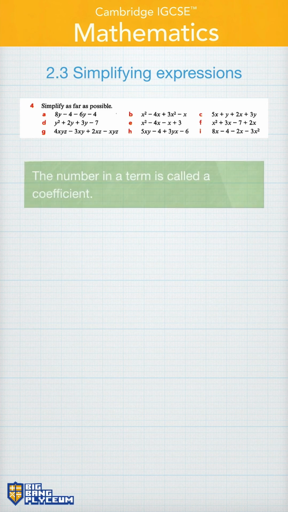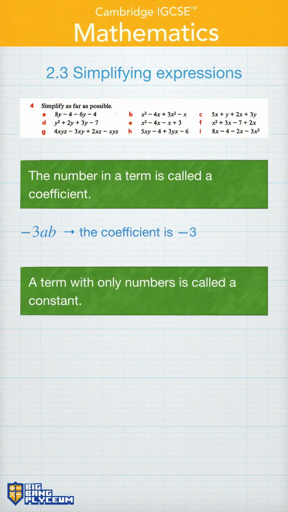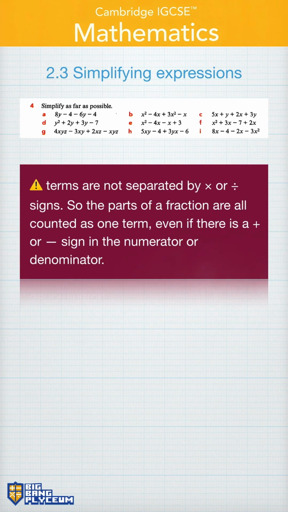And then let's take a look at this. The number in a term is called a coefficient. For example, if you see a term like negative 3ab, think about it. What is the coefficient? It's not 3, but negative 3. Okay? Alright, this is how we define coefficient. And then we have to know that a term with only numbers is called a constant. For example, if you see an expression 2a plus 4, which one is the constant? Of course, the 4. Okay? Alright, let's move on to the next.